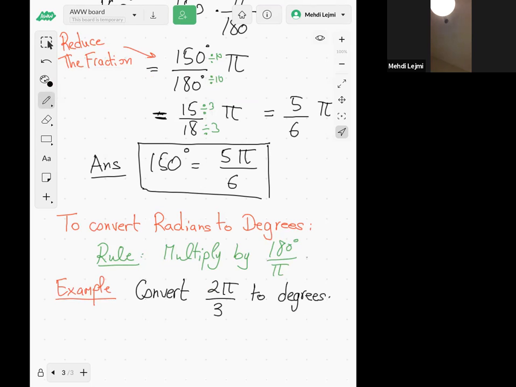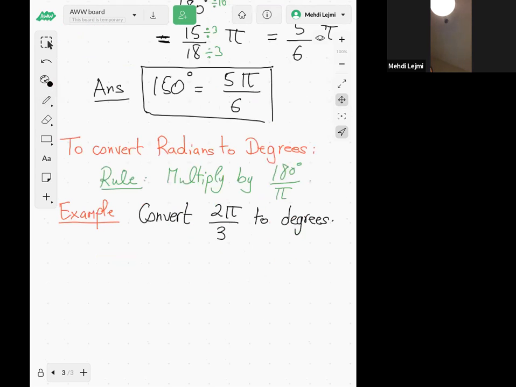All right. Let's see. So this is 2 pi over 3, and as I said, the rule is to multiply, now from radians to degrees. So we multiply 2 pi over 3 by 180 degrees over pi. Yes, Joel, absolutely. That is going to be 120.